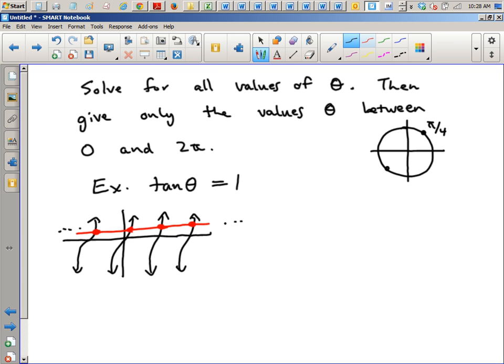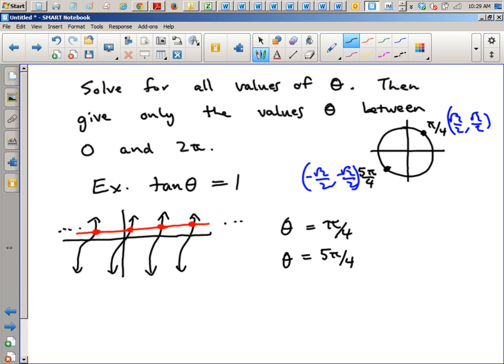Right here, right? At 5 pi over 4, these two spots, if you look at their coordinates, when you divide their coordinates, they come out to be 1. So this is root 2 over 2, root 2 over 2, so the ratio is 1. And this is negative root 2 over 2, negative root 2 over 2, so the ratio is 1. So the first answers that come to my mind are pi over 4 and 5 pi over 4. But these aren't the only ones.